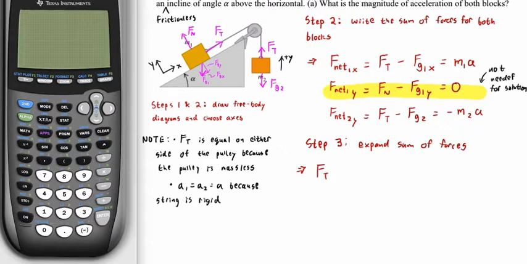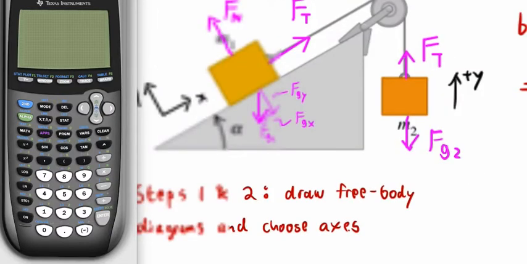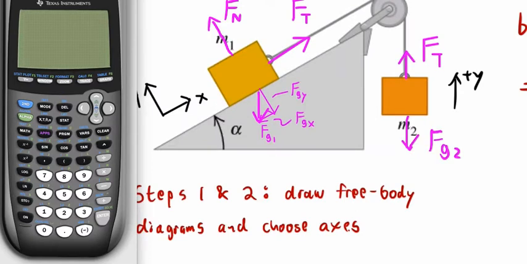If we just look at the sum of forces in the x direction for block 1, we get the tension force, and then the x direction of the gravitational force. Well, that is going to be m1g, and then the question is, is it cosine or sine? Well, it's sine, so it's sine of alpha. And the idea here, if I was to zoom in, I'll show you that this angle right here is alpha, the same alpha as this one here.